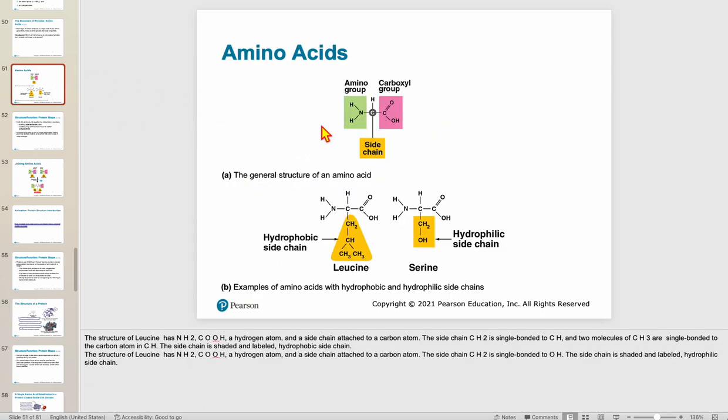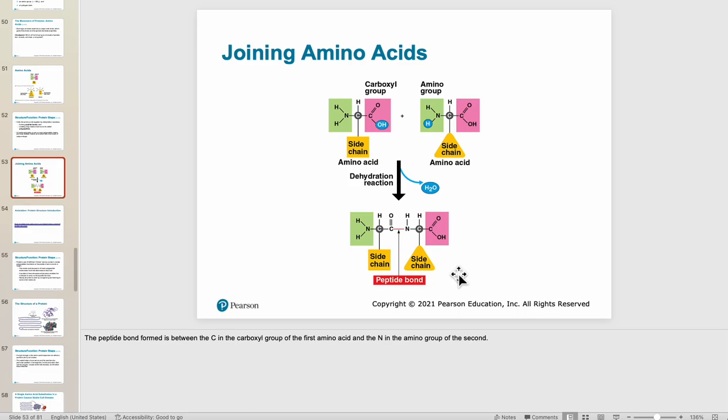Let me go back to a picture to show it to you. So one end will always be amino, the other end will always be carboxyl. And when you put them all together, notice again, when you make a long chain out of it, one end is always the amino group, the other end is always the carboxyl group. Okay. All right, next slide.